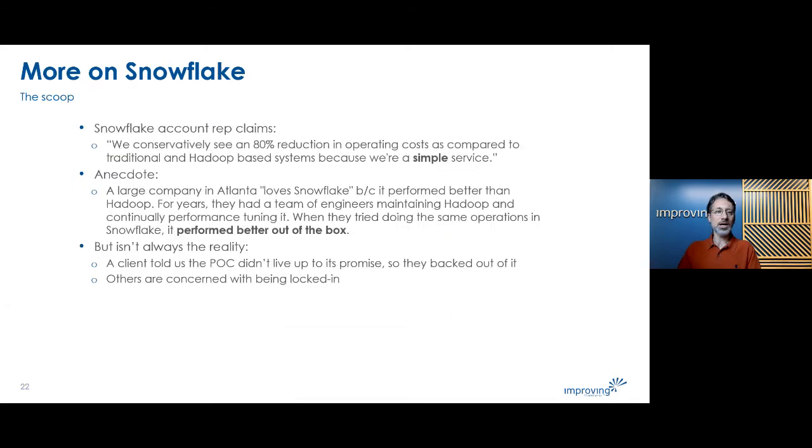So I've talked about the hype and the promise. Let's talk about some anecdotes from boots on the ground. A Snowflake account rep will tell you that we conservatively see an 80% reduction in operating costs. And I think in some organizations that's true. I did hear an anecdote from a large company in Atlanta who made a switch from Hadoop to Snowflake, and they found that it was performing better out of the box. They were shocked to find this because they had a team of people maintaining and tuning Hadoop.